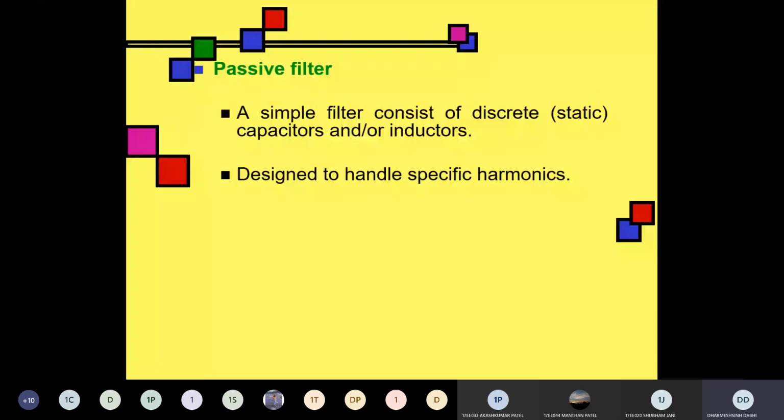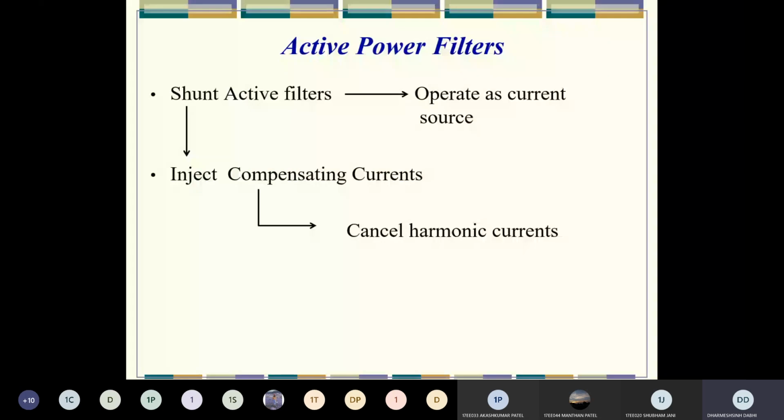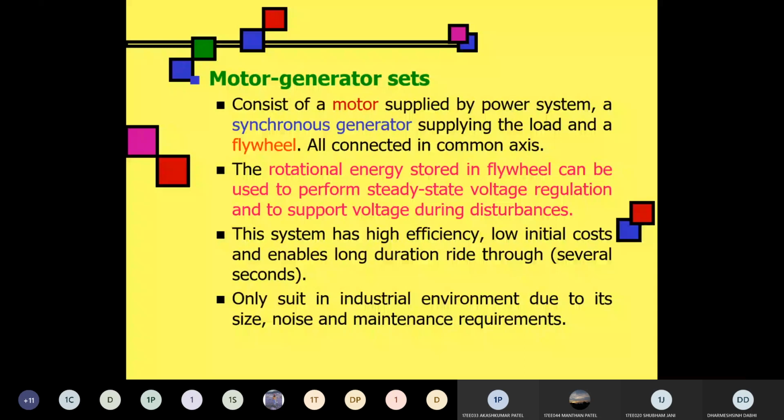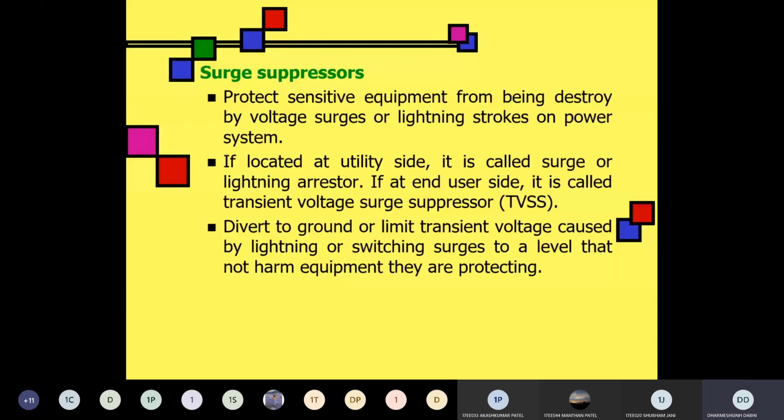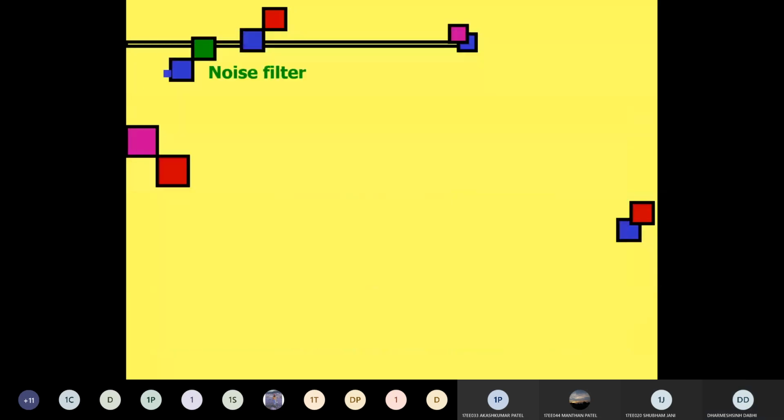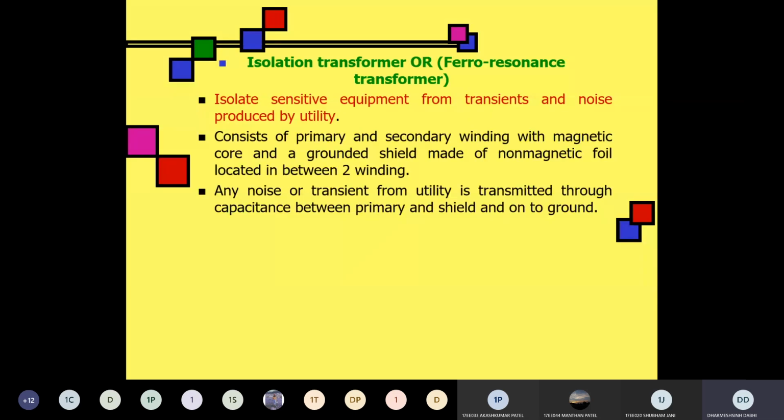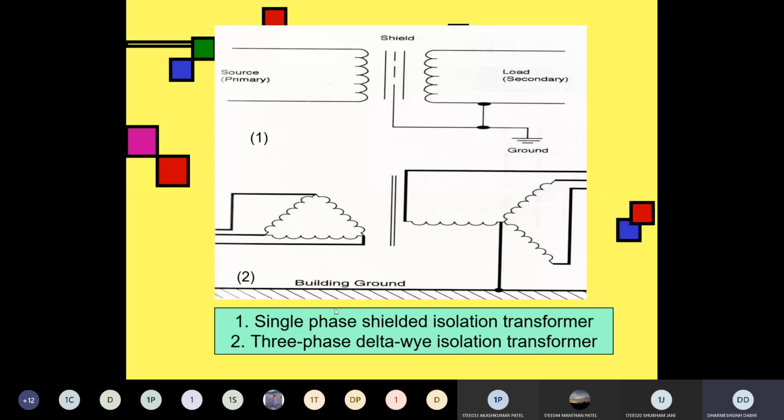Then motor generator set, surge suppressor, noise filter we use. Clear? Isolation transformer, this is a special type of transformer used to mitigate the transient or impulse transfer from the supply side to the load side. This is also called a ferroresonant transformer. These are the different types of it.